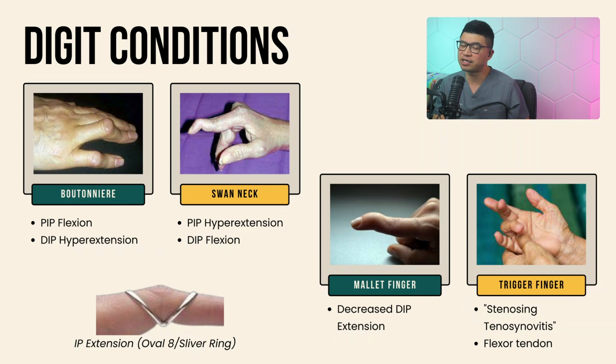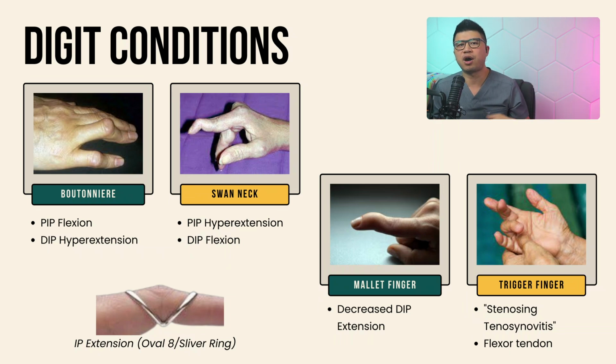Last for this video, we will review boutonniere, swan neck deformities, and mallet finger as well as trigger finger. For these, you'll want to know how to recognize them anatomically, at which joint in the digits and in which direction the deformities are. Boutonniere deformity is characterized by PIP flexion and DIP hyperextension. Swan neck deformity is characterized by hyperextension at the PIP and flexion at the DIP, which is the opposite of the boutonniere deformity. Mallet finger is characterized by lack of DIP extension.